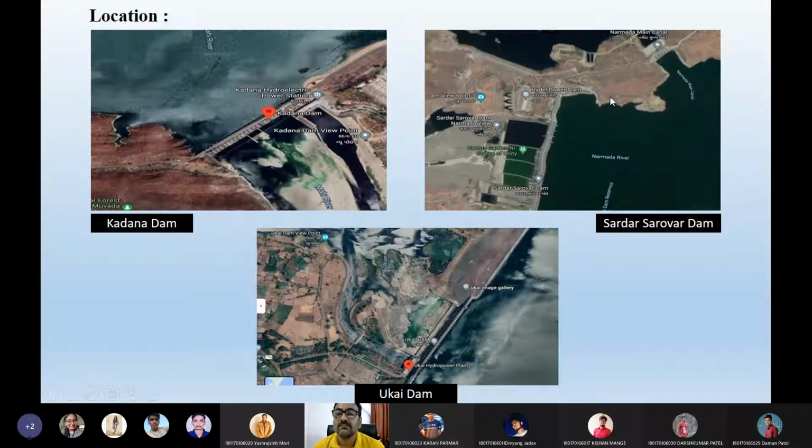This is Sardar Sarovar Dam. This is the dam, this is the reservoir on the upstream side of the dam, and this is the downstream side of the dam. And here is the hydropower station of the dam. It is Ukai Dam. Here is the reservoir, which is the upstream side of the dam. This is the downstream side of the dam. And here is the Ukai hydropower plant.